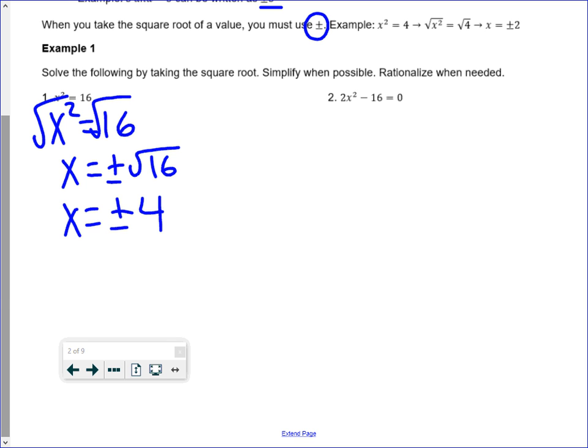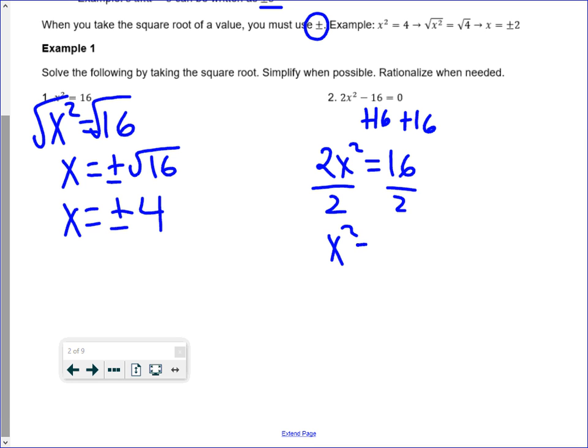So for number 2, the first thing we're going to do is isolate the variable. So let's add 16 to both sides. We get 2x squared equals 16. We're going to divide by 2 to get the x squared by itself. So x squared equals 8. Now we're going to take the square root of both sides, and we get x equals the square root of 8. And we're not actually finished here.